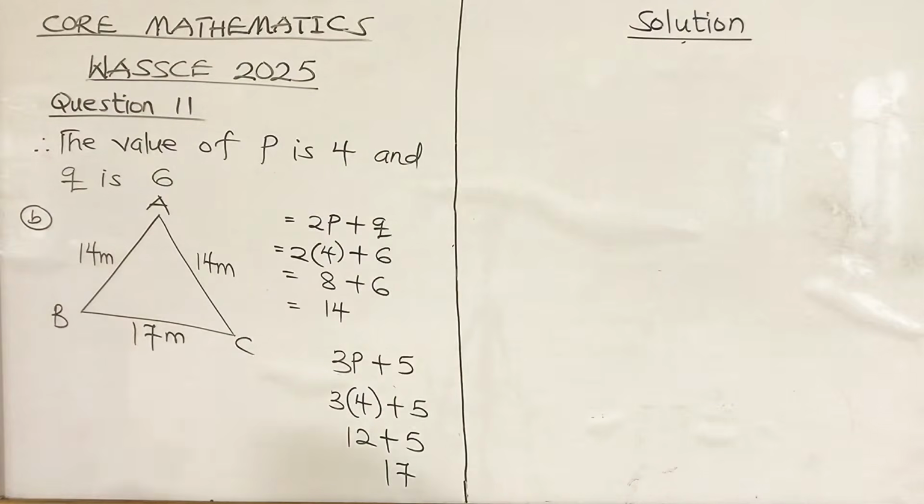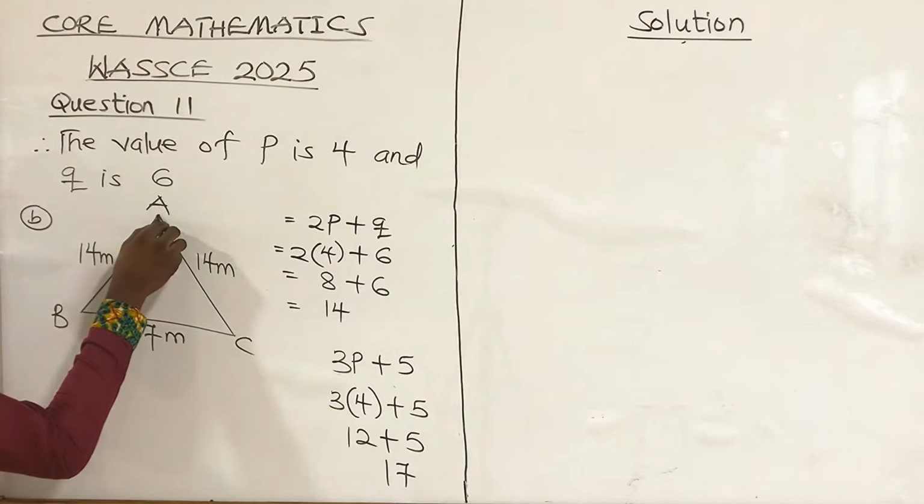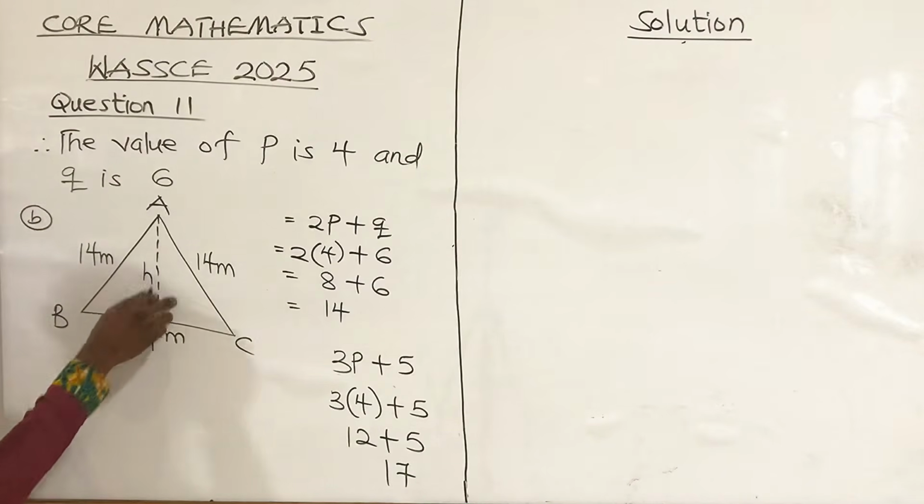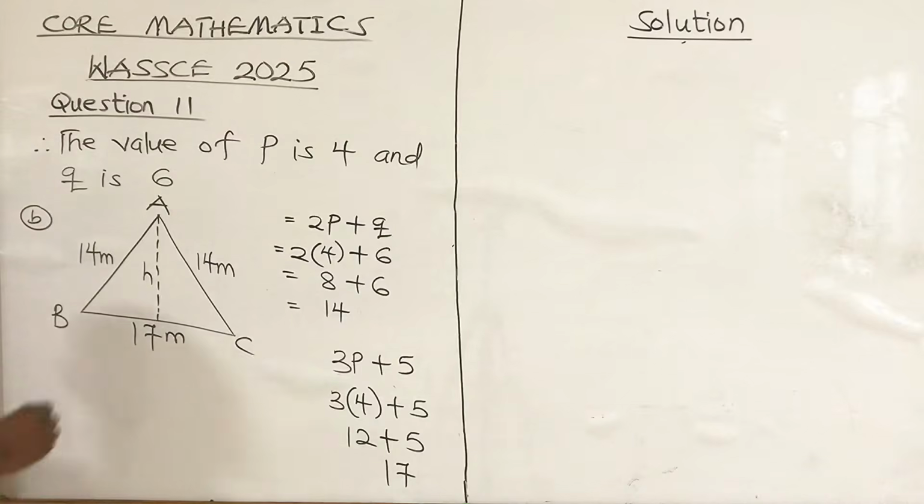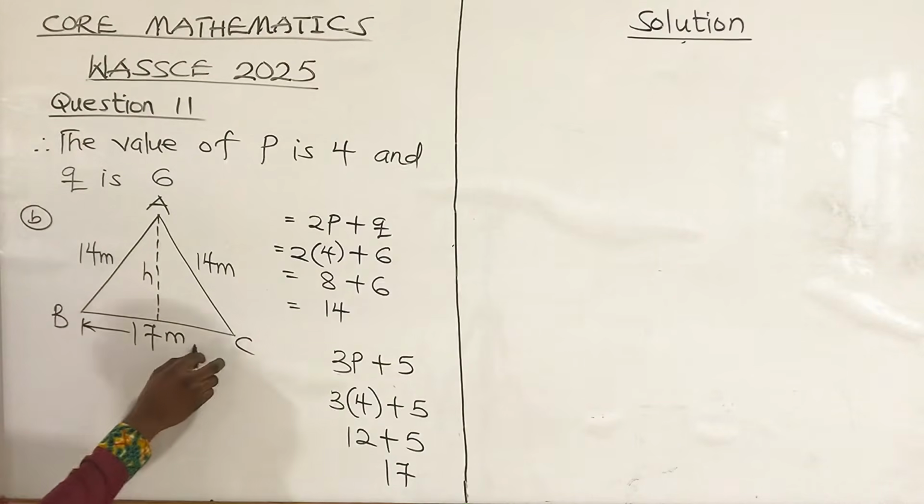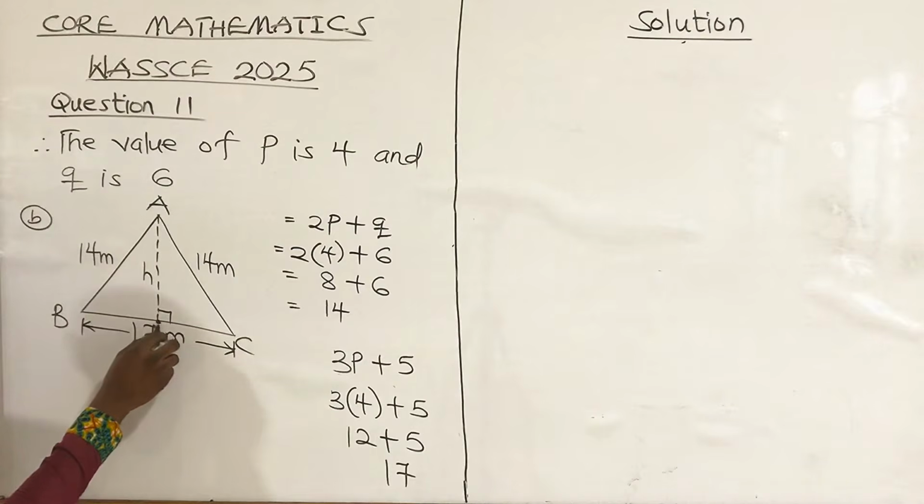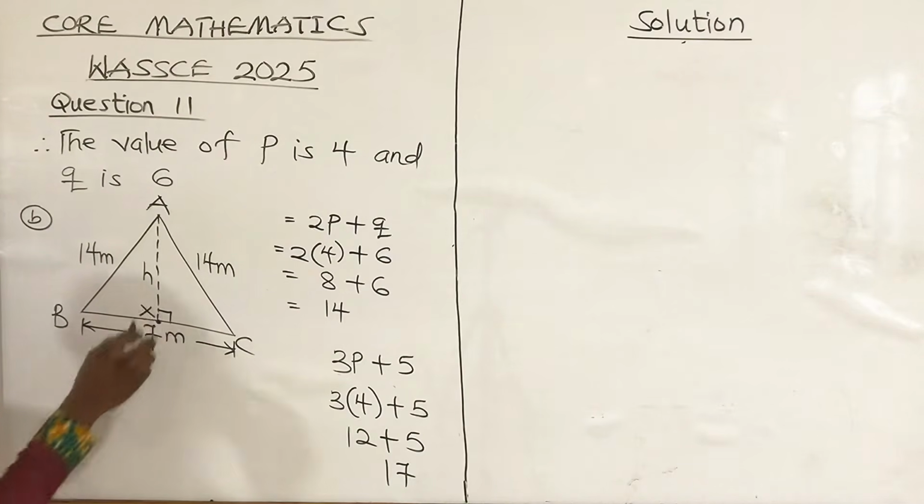Before we can get the area, we need to get the height of the triangle. So the height is H. We have the base to be 17 meters, and the base will help us to get the height. Now, because of the short dashes, it has divided the base into 2 equal parts, and you're getting a right-angled triangle. So I am making this point here as X, point X.